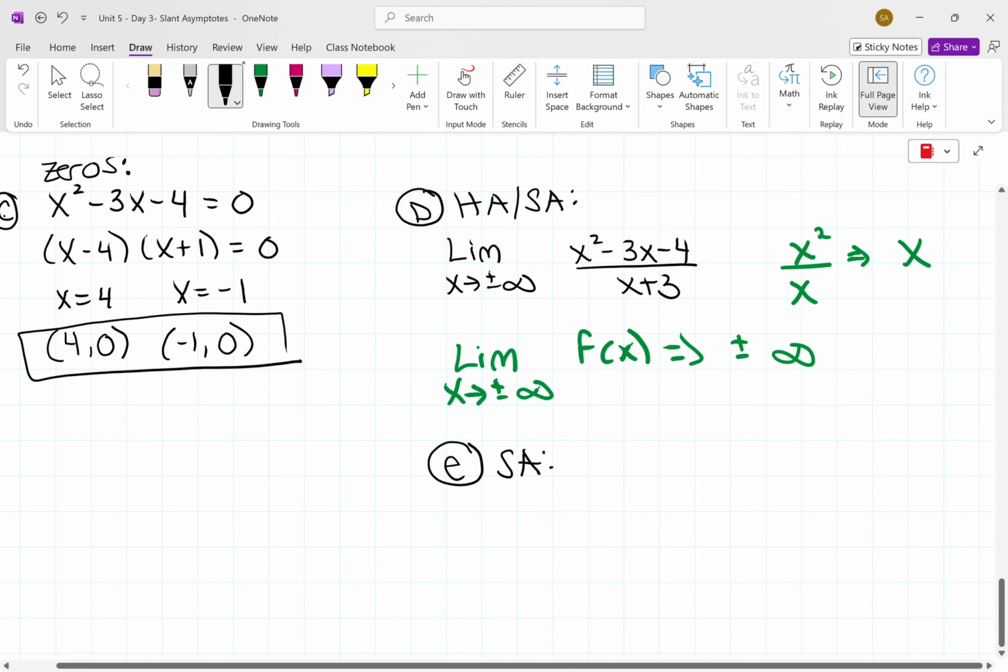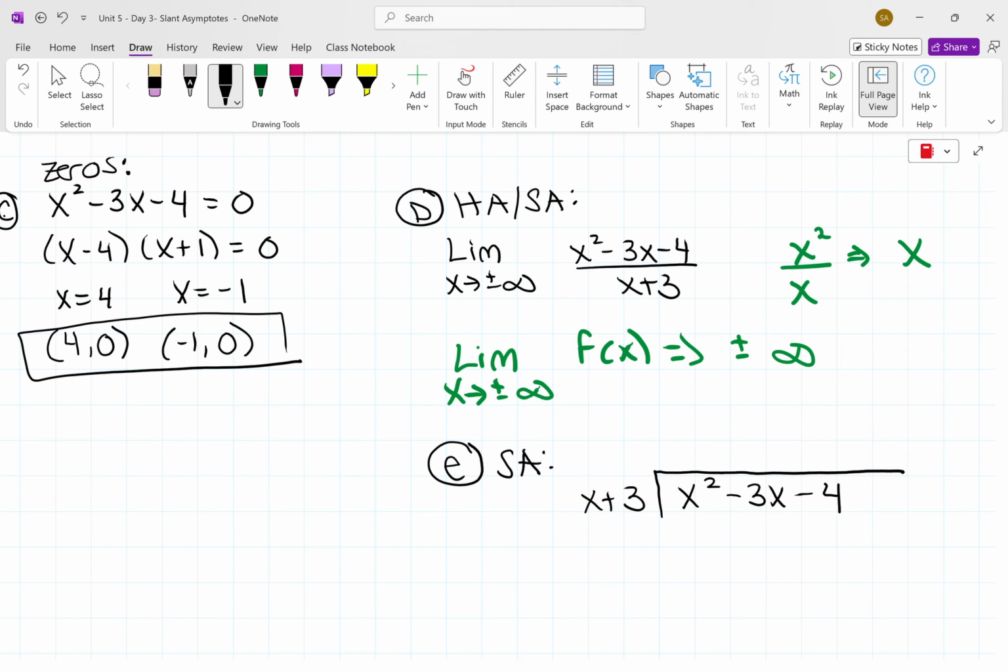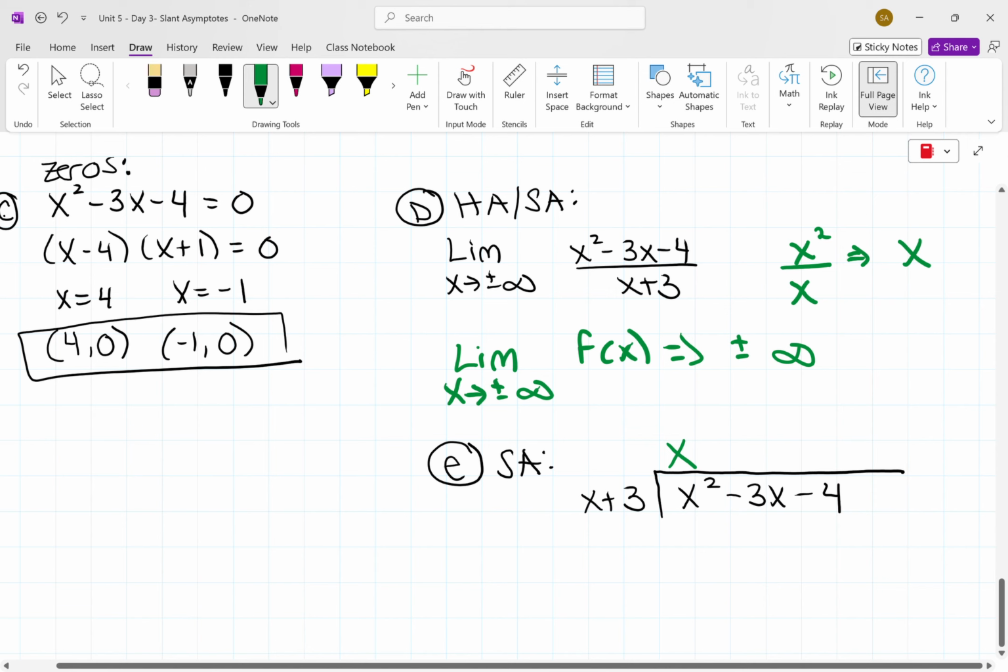So now for the slant asymptote, we're going to divide. Whatever's in the numerator goes on the inside. Every exponent needs to be accounted for, which it is. And on the outside is the denominator. All right, so this division is not as easy as the last division we did. So x times what gives us x squared? x times x. Now you take that x and you distribute it into the expression on the outside.